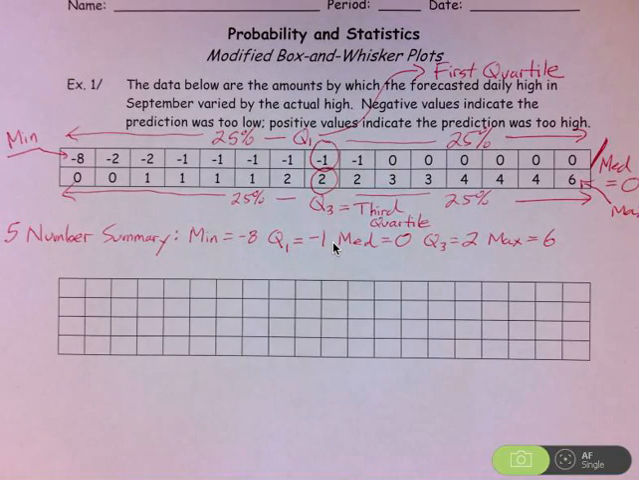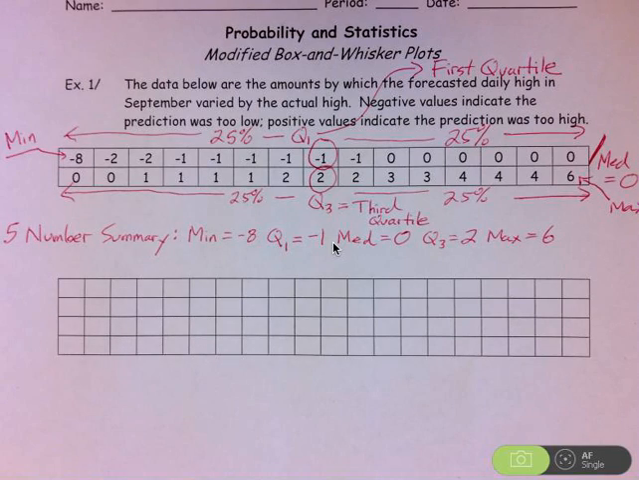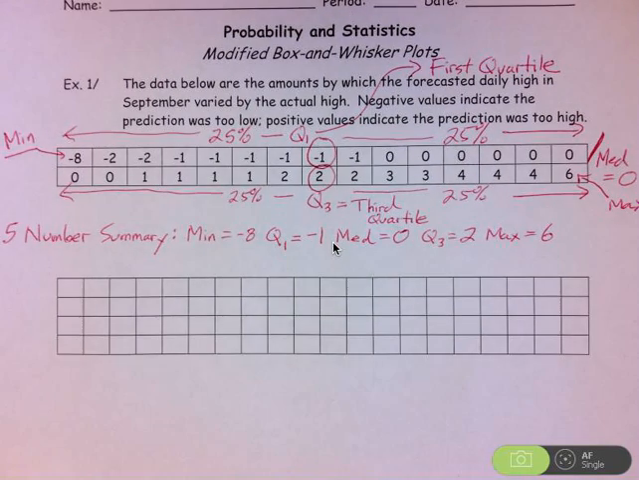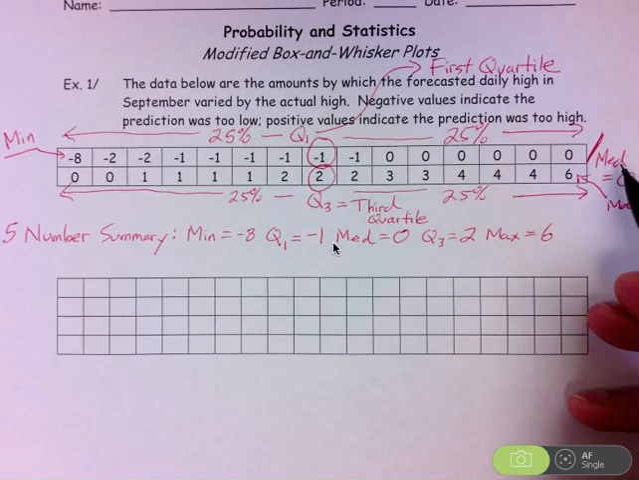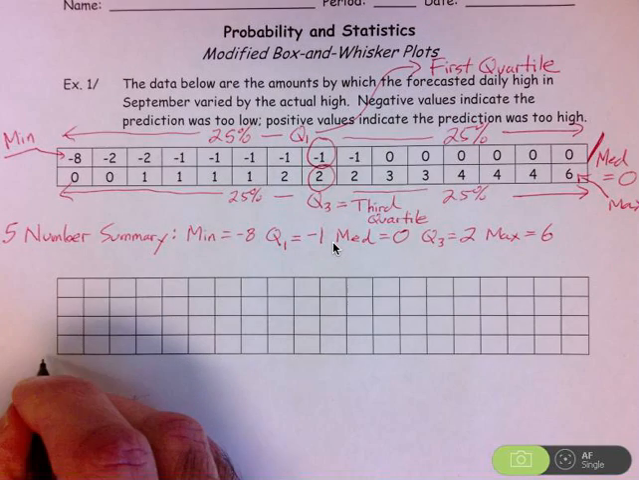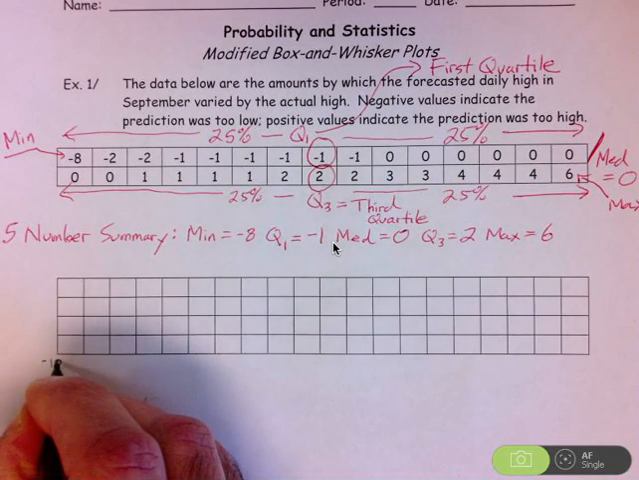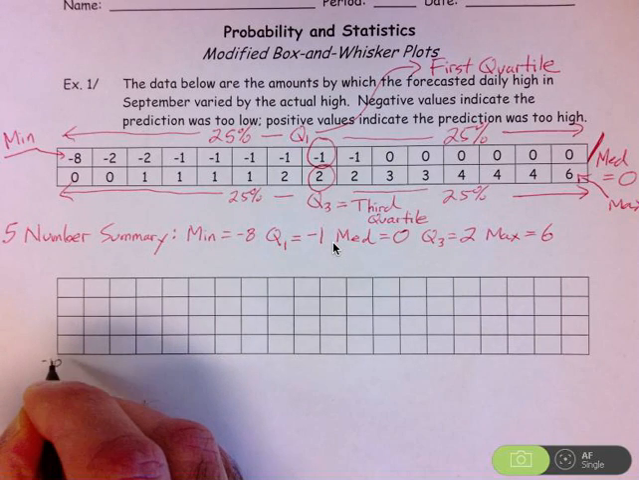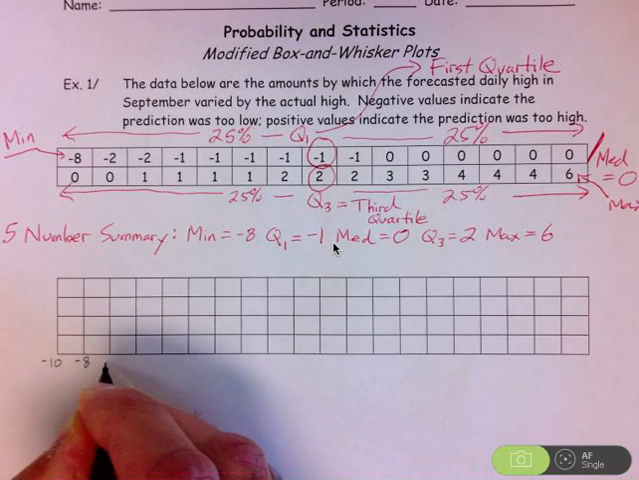So these 5 numbers are what's called the 5-number summary, and we can use them to make a graph of these data. So I'm going to do this part in pencil. So we start with the median. The median is at 0. So the first thing we need to do is label our graph. So I'm going to start down here at -10. Our data run from -8 to 6. So I'll go -10, -8.